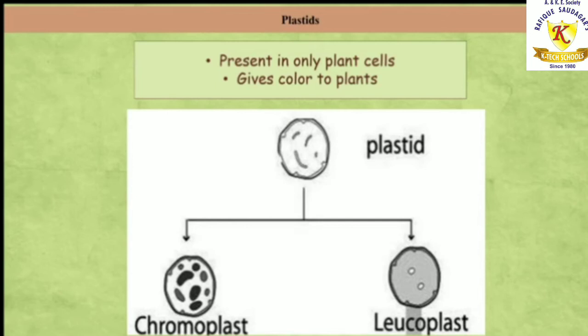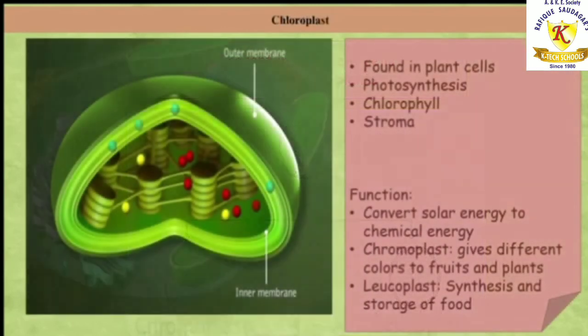Chloroplast can get converted into other types of chromoplast. For example, raw green tomatoes turn red due to breakdown of chlorophyll and synthesis of lycopene. Isn't it interesting, children? Yes, it is. The next is chloroplast.